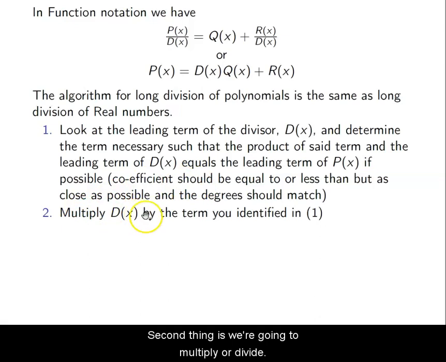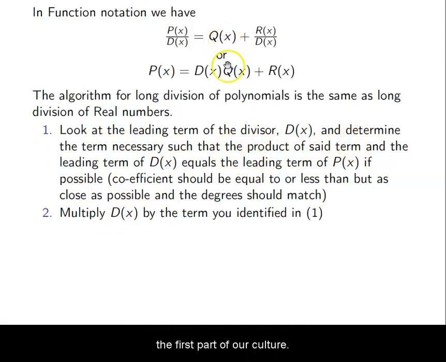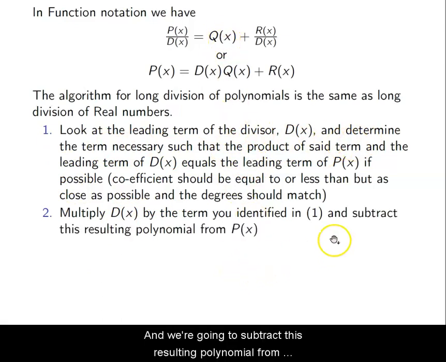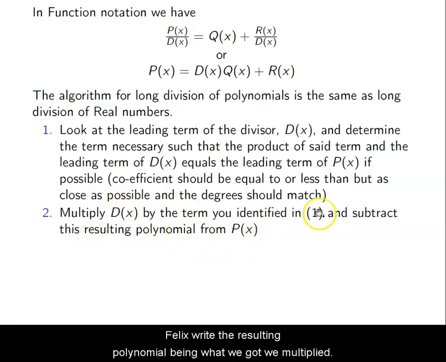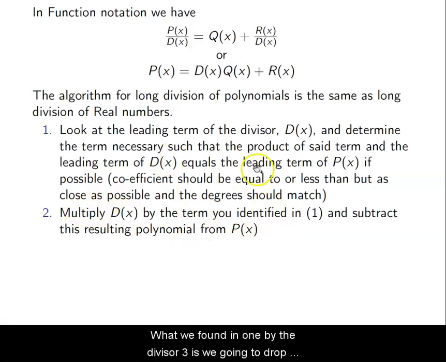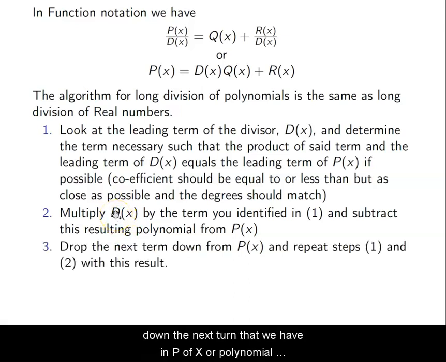The second thing is we're going to multiply our divisor by the term that we identified in 1, the value that is the first part of our quotient. And we're going to subtract this resulting polynomial from p of x, the resulting polynomial being what we got when we multiplied what we found in 1 by the divisor. Okay. 3 is we're going to drop down the next term that we have in p of x, our polynomial, and we're going to repeat steps 1 and 2 with the result that we get in 3.